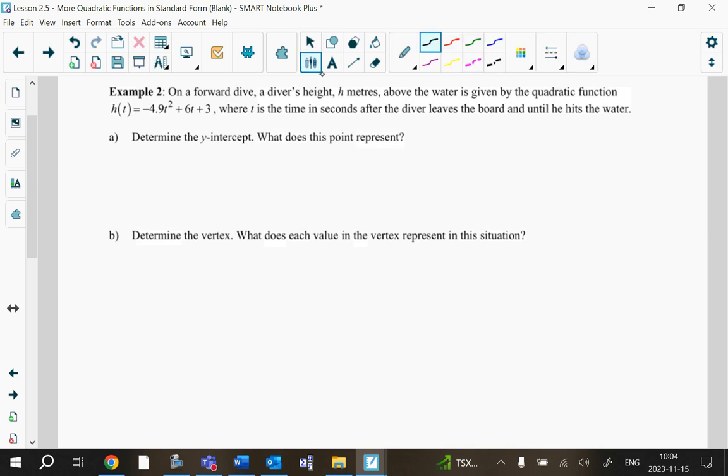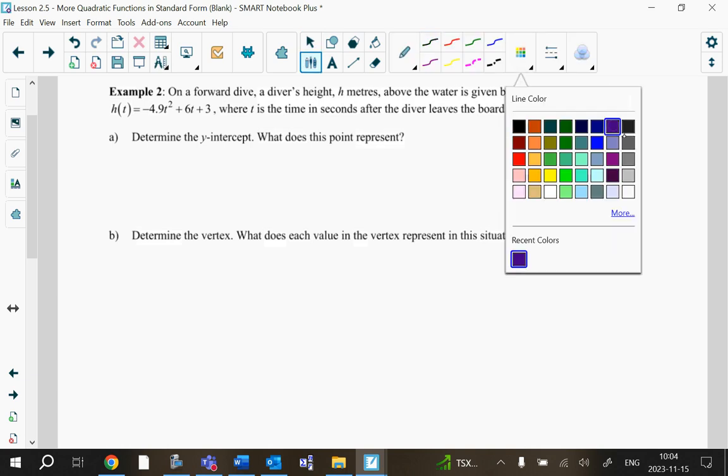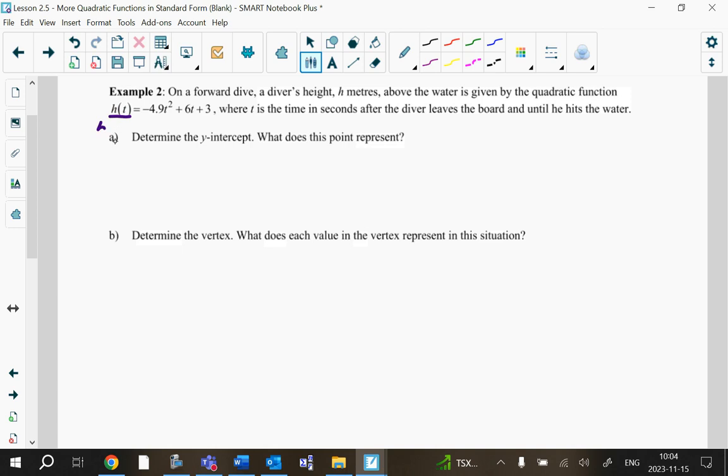Okay? So this h of t stands for height. Normally, we would use y or f of x, but we're in a specific problem now, so we're going to use specific letters. Instead of x, we're going to use t, which represents the time in seconds. Okay, so we've got the equation.